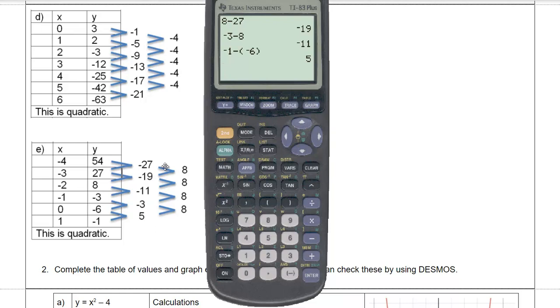So now let's take a look at the second differences. So negative 19 subtract the negative 27 is 8. Negative 11 subtract the negative 19 gives you 8. And then negative 3 subtract the negative 11 is also 8. And 5 take away the negative 3 is 8 once again. So the second differences are all the same. So it is a quadratic relationship.